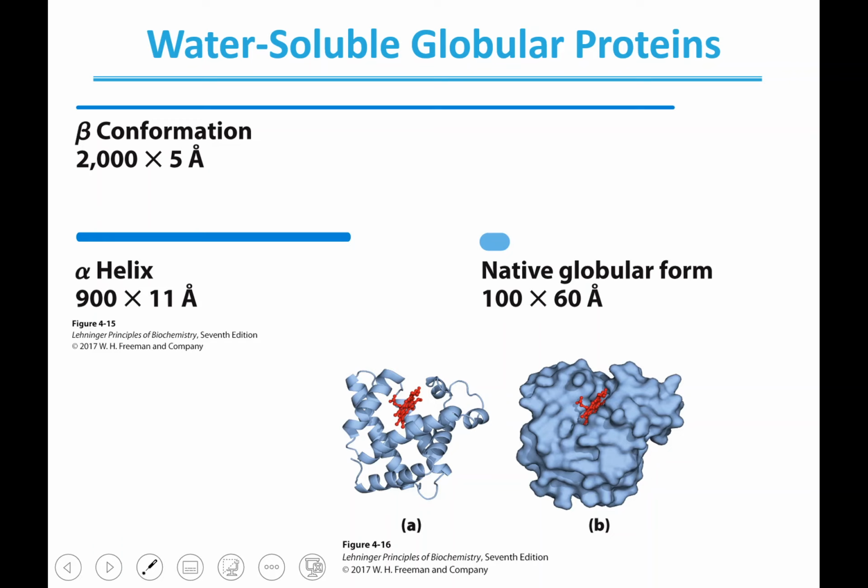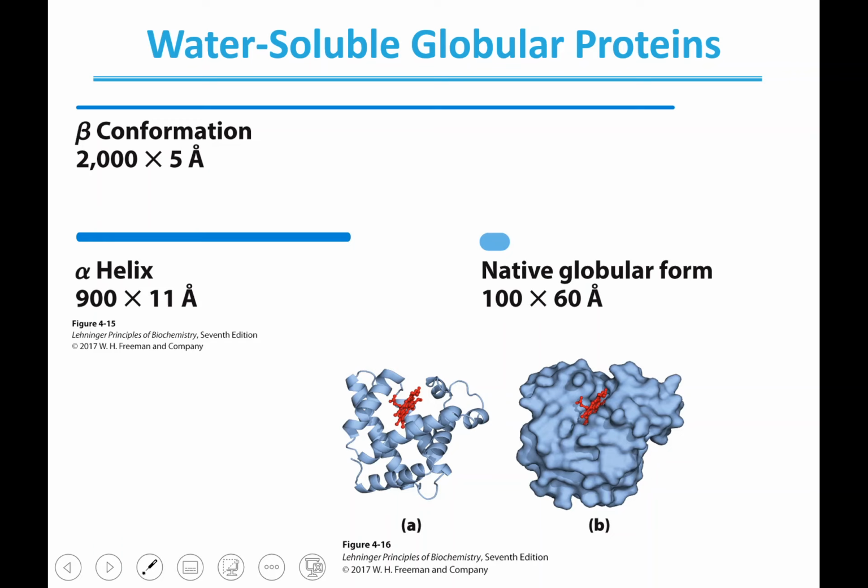then for a given length of sequence, if it was all beta conformation, this would be a very long structure, and the dimensions are shown here. I forget how many amino acids this is, but however many it is, it would be about 2,000 angstroms long and only 5 angstroms in diameter. If you take that same sequence and force it into an alpha helical conformation, it shortens it and makes it a little bit wider. So this is 900 by 11 angstroms.